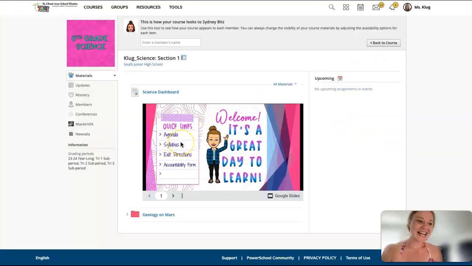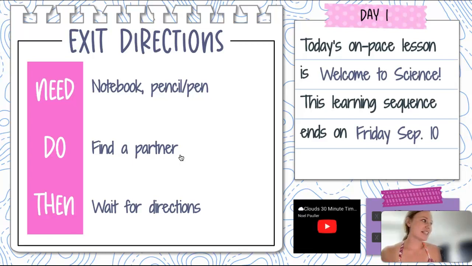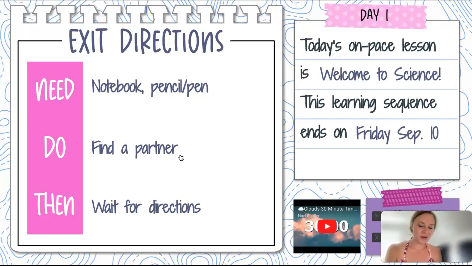The syllabus link is not active yet, but it will be live soon. You can get your exit directions, which you will see in class. I post these every single day, and this is just going to tell you what you need and how to be successful. So you need a notebook and pencil, you need to find a partner, and then you're going to wait for some directions. Today's on-pace lesson is Welcome to Science because we just started. In our learning sequence, we'll be done with this get-to-know-you stuff on Friday, so it ends on Friday, September 10th.